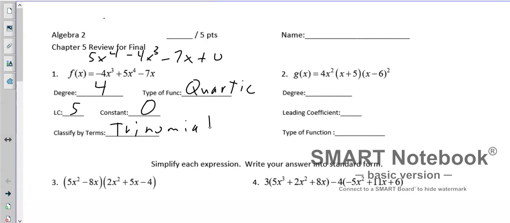Okay, number 2. Remember the shortcut here because it's not in standard form. So this would make x squared. This is x to the 1. And this is x squared. Add those together, and that gives us 5. The lead coefficient is right here, 4. Okay, and we just call this a polynomial.